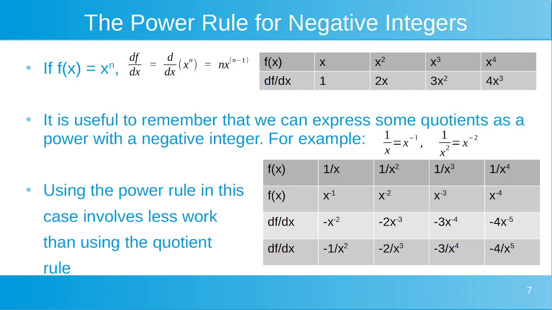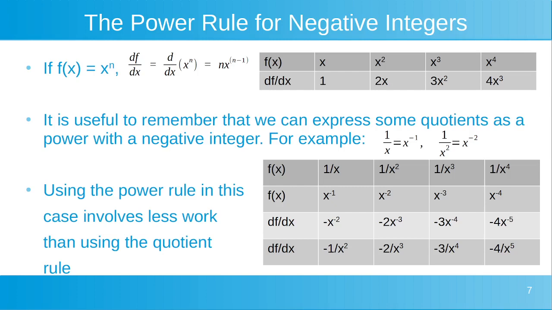In the third row of that table, we've got our derivative, df dx. So these derivatives have not been calculated using the quotient rule, but have actually been calculated using the power rule with a negative integer. So this is a different way of calculating the derivative. We'll apply that in the first example.